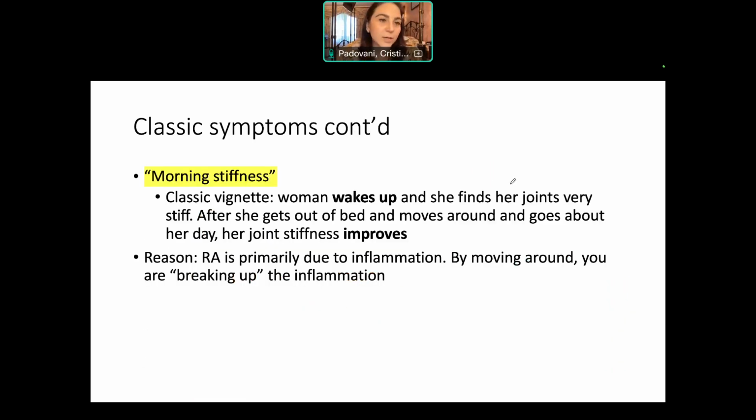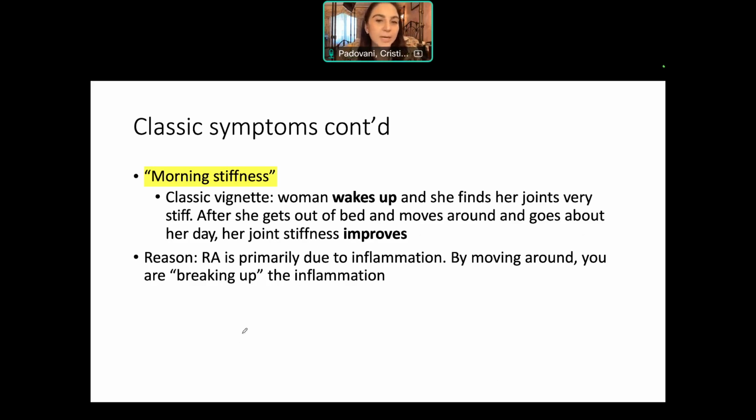All right, other things to look out for in a vignette. Look for a mention of morning stiffness. I didn't put the buzzword B here because this is technically not a buzzword. This is true of all inflammatory arthropathies. But what you want to look for in a vignette is a woman who wakes up and finds her joints very stiff. She wakes up, joints are super stiff, but then she gets out of bed, moves around, goes about her day, and her joint stiffness improves. Okay? So that's the classic vignette for an RA patient.